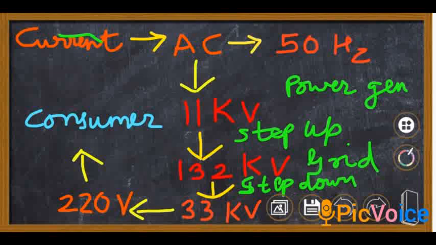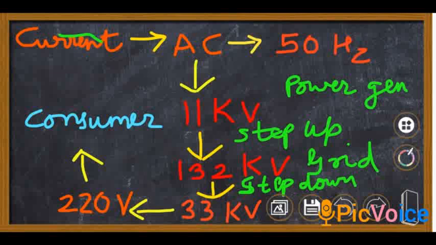After that, what happens? This 132 kV is again, after transmission, stepped down to 33 kV and then supplied to the heavy industrial areas because they require higher voltage. Now it is stepped down to 220 volts. See, these all are in kilovolt. This is in volt. What comes into our home is 220 volts. Then 33 kilovolt is stepped down to 220 volts and then it is given to the consumer.